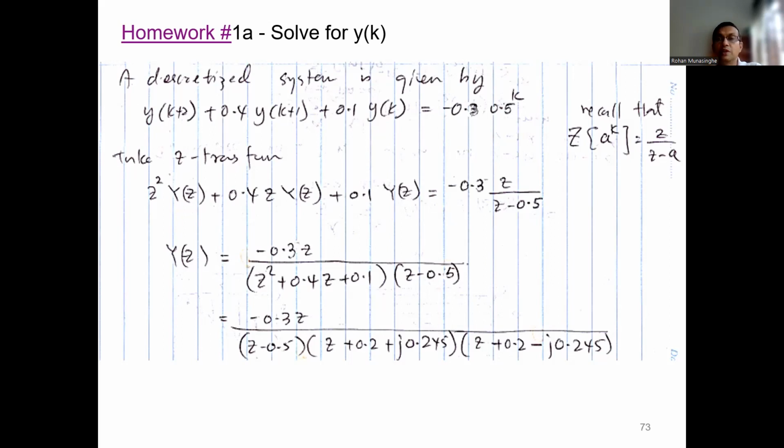Here is the same story. You have this constant 0.826 e to the minus j of this angle, and then after that, Z over Z plus this whole thing. You get this constant as negative 0.2 and then positive j 0.245, and raise it to the power of k. That is the inverse Z transform.